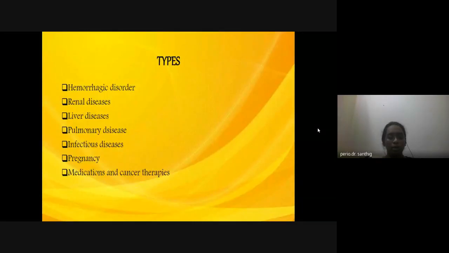So, what are the different types of systemic or medical conditions we will come across? Hemorrhagic disorders, so patients with bleeding problems, renal diseases, liver diseases, pulmonary disease, infectious diseases, pregnancy condition, medications, and cancer therapies. These are the different types of medical conditions you will observe with the patients.